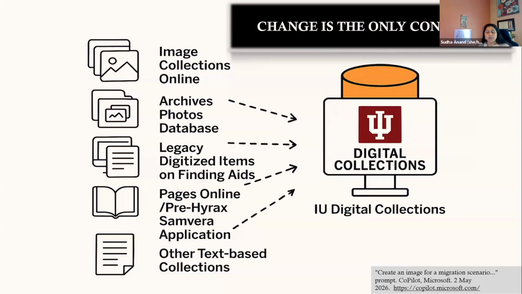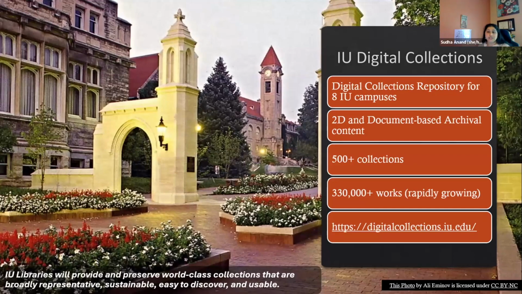These older systems lacked the ability to search within documents and images, and also did not meet the accessibility requirements we needed to meet the ADA Title II guidelines. IU's Digital Collections was designed to serve as an institution-wide repository for 2D and document-based archival material that supports a high level of interoperability through the IIIF viewer while also meeting accessibility requirements. These are some rough numbers, as they're constantly growing with both migrated content as well as new content being added to the repository every day.